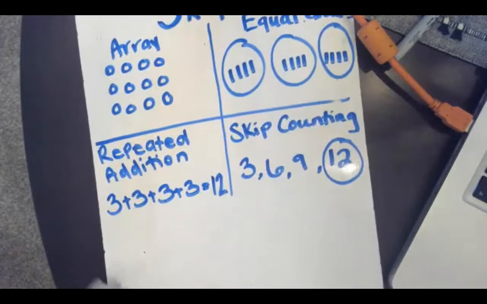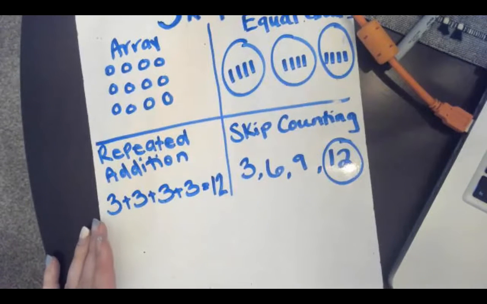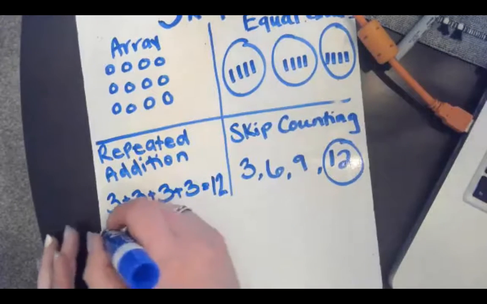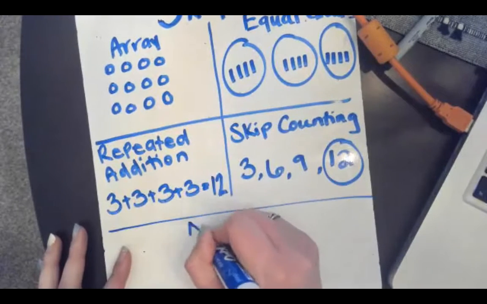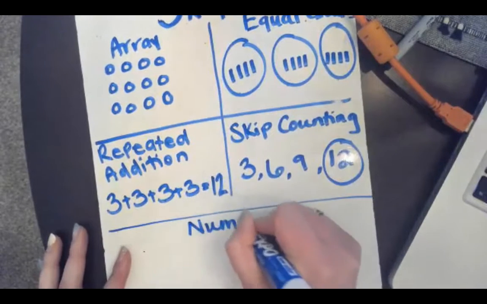Oftentimes you'll see that the teacher or the worksheet that you're working on has drawn the number line for you. That won't always be the case, so I'm going to draw it for you now, and you can choose to draw your own and follow along.